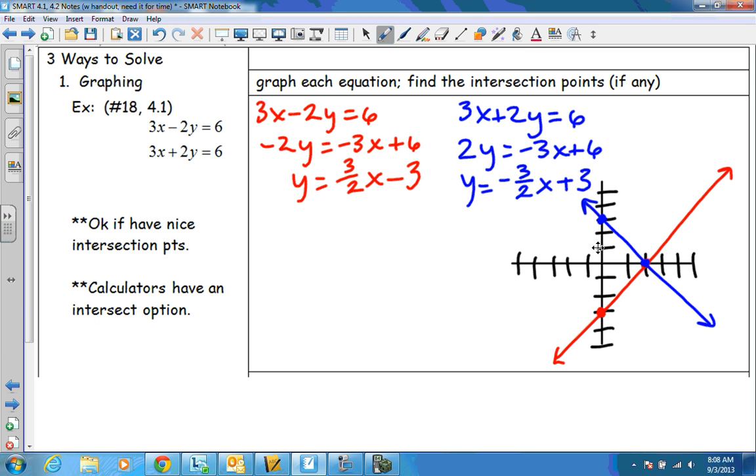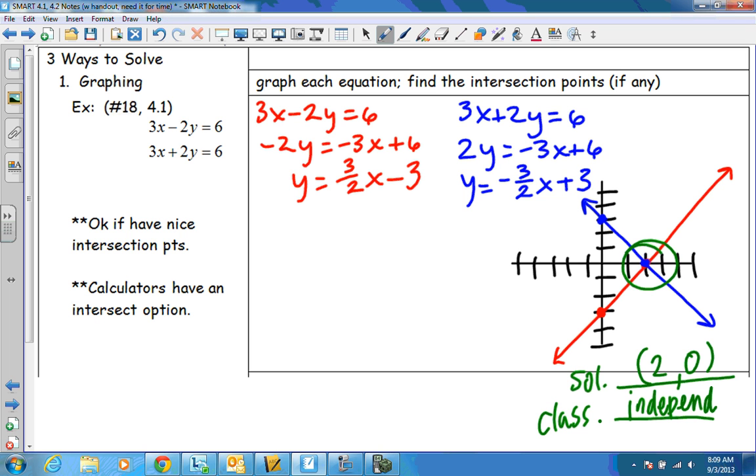All right, let's pause. Do your graphs look like this? All right. So we want to find where they do what? Okay, we said we're going to write the solution as a what? A point, ordered pair. So what is that point or that ordered pair? 2, 0. And if I wanted to classify it, what would that be? Independent. No, but you probably will later. Okay. Because it doesn't say.